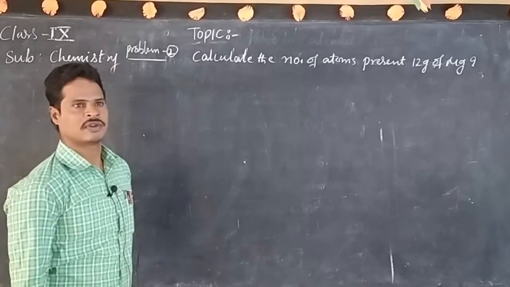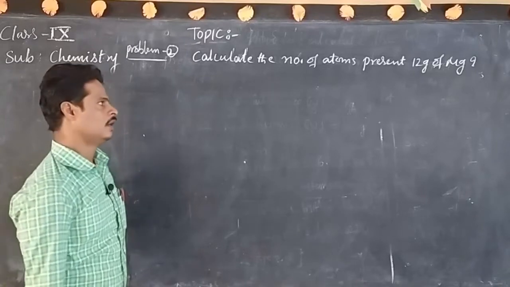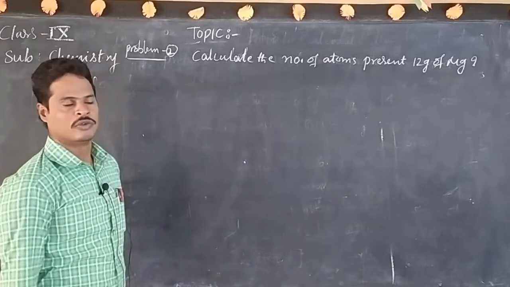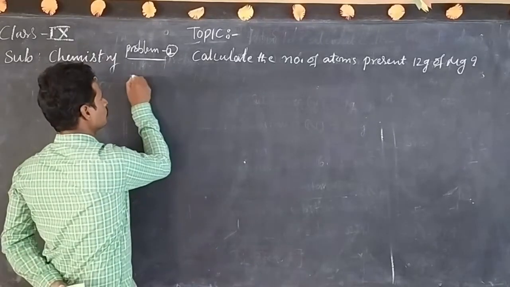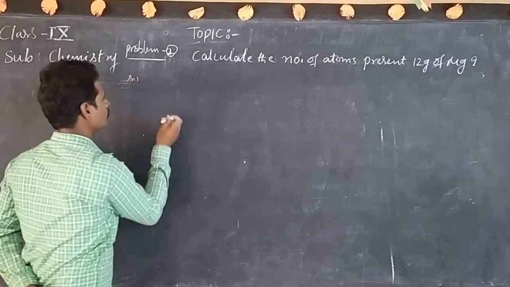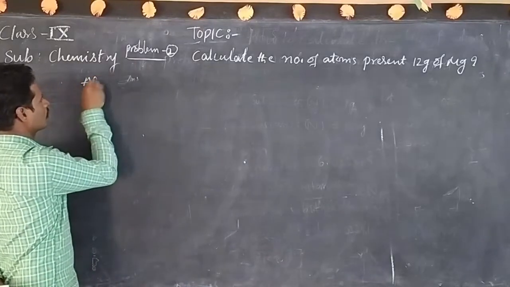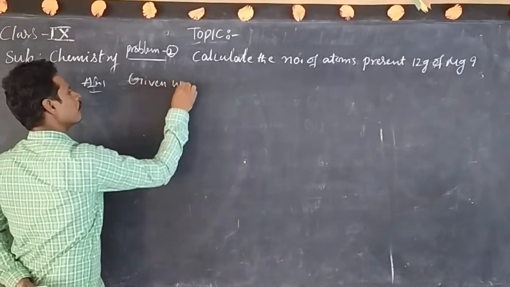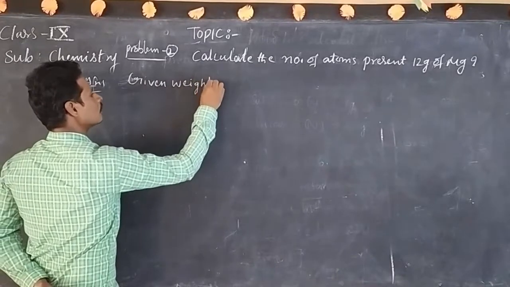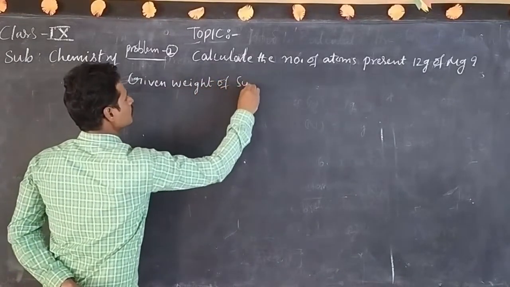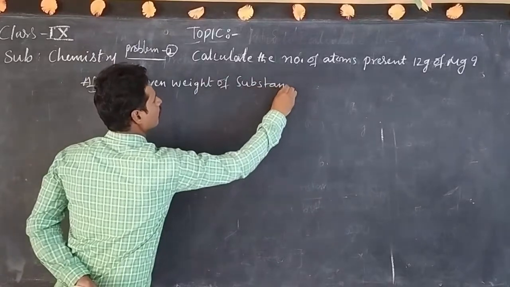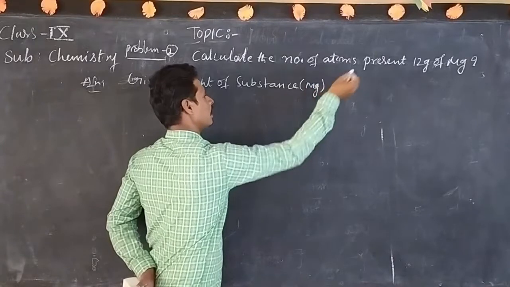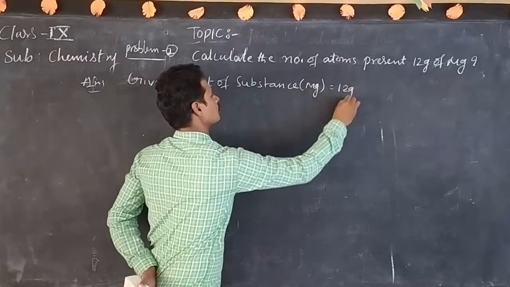Now what we have to do, we can identify what is given and what is not given. Here which one do I have to calculate? Number of atoms. Which one is given? Weight of substance. Here what is the substance? Magnesium. How many grams are given? 12 grams.